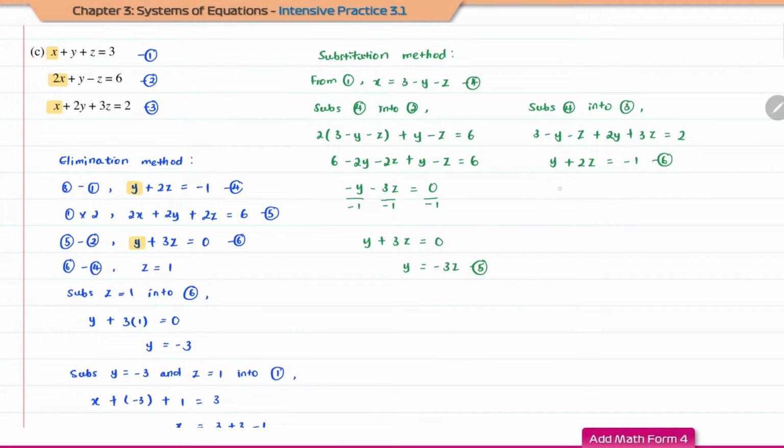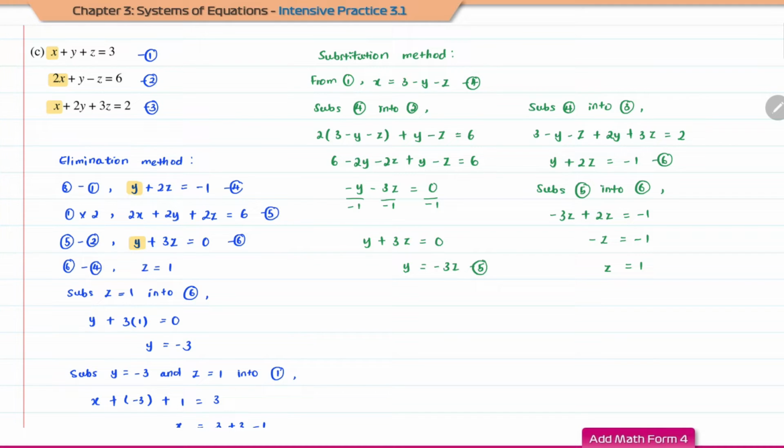So next, I'm going to substitute equation 5 into equation 6. So here the y will be negative 3z, plus 2z equal to negative 1. So negative 3z plus 2z is a negative z equal to negative 1. Therefore, z is equal to positive 1.